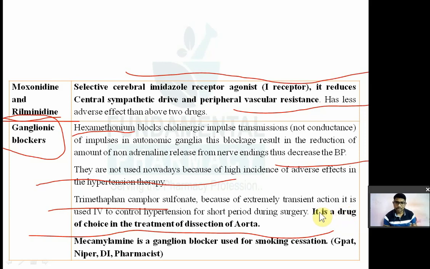aorta का कोई सर्जरी है तो उसमें ये ड्रग काम आएगा, क्योंकि अगर सर्जरी किया तो वहाँ पे ब्लड प्रेशर बढ़ जाएगा.